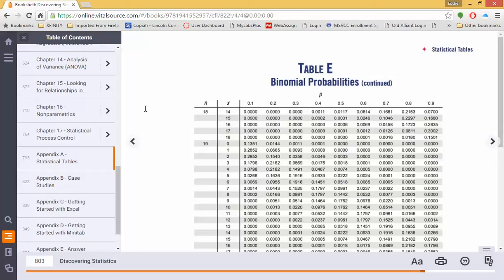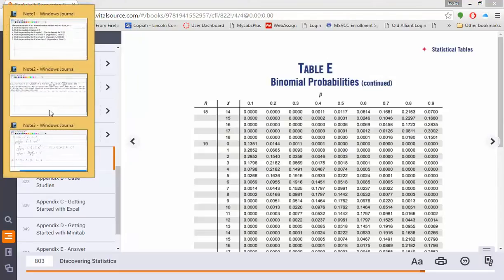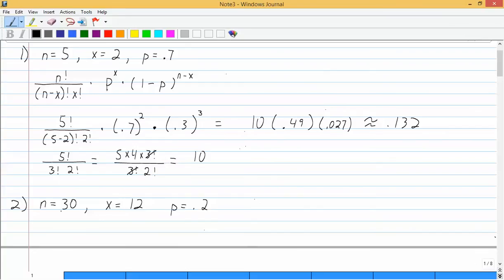Okay? So for example, on this next problem, you can work it out using the formula. You couldn't use the tables, though. I see right away n equals 30. So that means that we don't have an n equals 30 in the table. So we have to do this one out by hand.